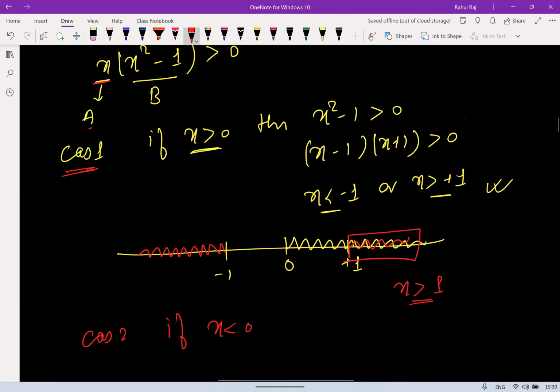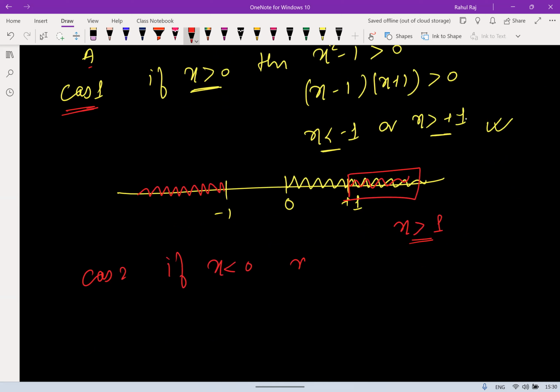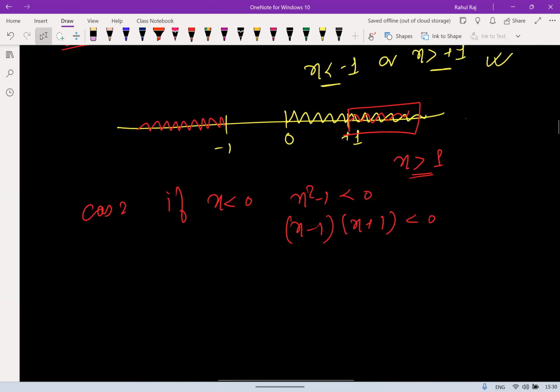My b should also be less than 0. That is, x square minus 1 should be less than 0. That is nothing but (x minus 1) into (x plus 1) should be less than 0. (x minus 1) into (x plus 1) less than 0, it means what? Can I say x lies between -1 and 1?